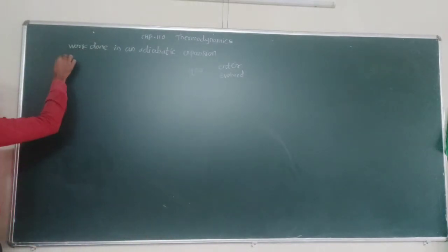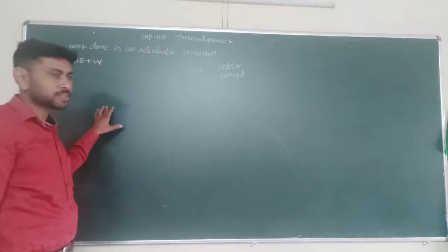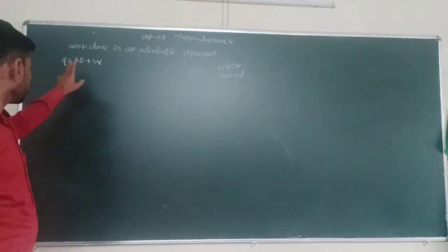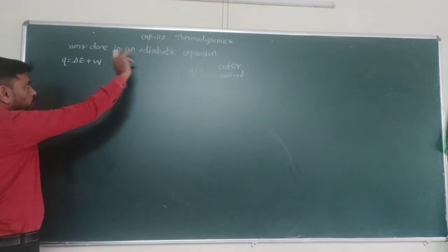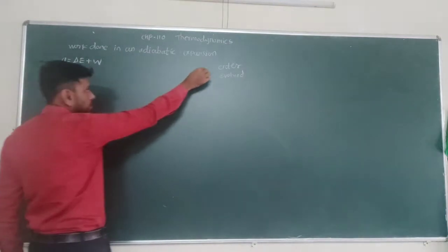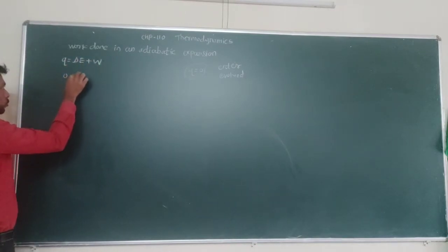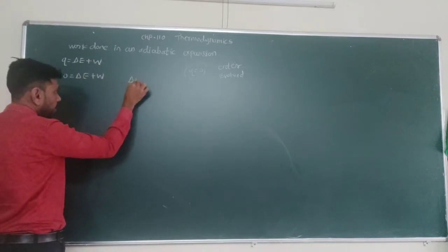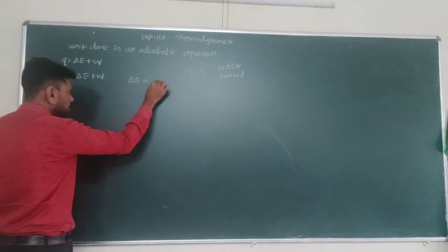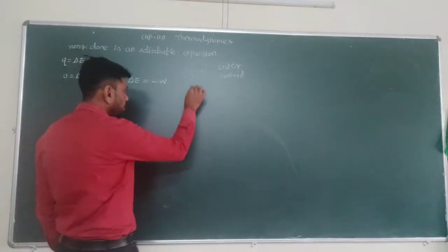Now look here, from the first law of thermodynamics. What is the statement? Q is equal to delta E plus W. Delta E plus W is the mathematical statement of the first law of thermodynamics. So in case of an adiabatic process, Q is equal to 0. So the equation becomes 0 equal to delta E plus W. If you rearrange, delta E is equal to minus W.